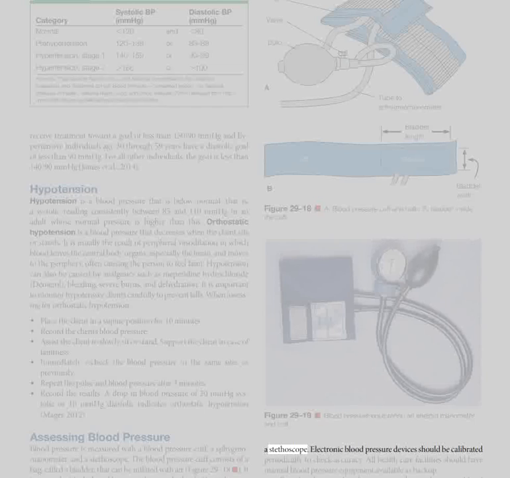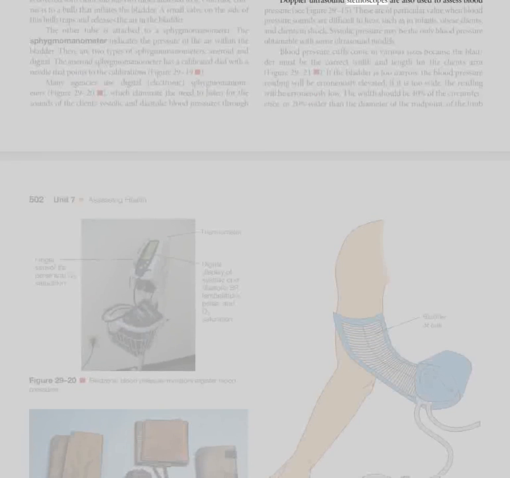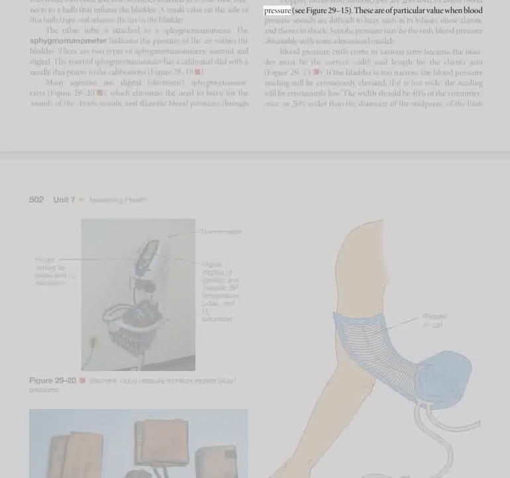A stethoscope. Electronic blood pressure devices should be calibrated periodically to check accuracy. All healthcare facilities should have manual blood pressure equipment available as backup. Doppler ultrasound stethoscopes are also used to assess blood pressure. See figure 29-15. These are of particular value when blood pressure sounds are difficult to hear, such as in infants, obese clients, and clients in shock. Systolic pressure may be the only blood pressure obtainable with some ultrasound models.